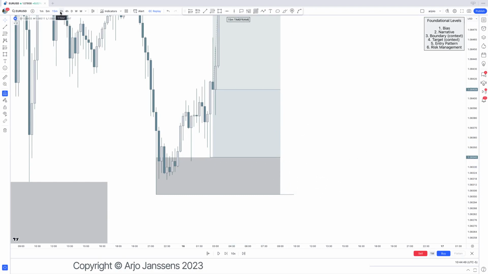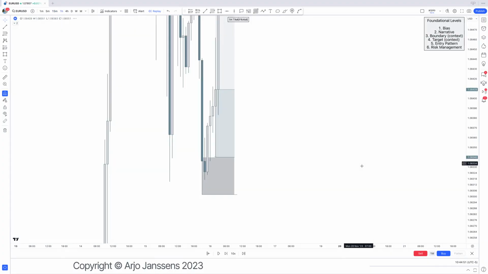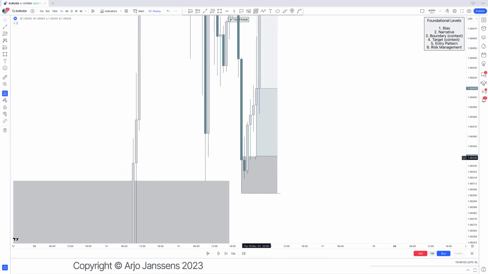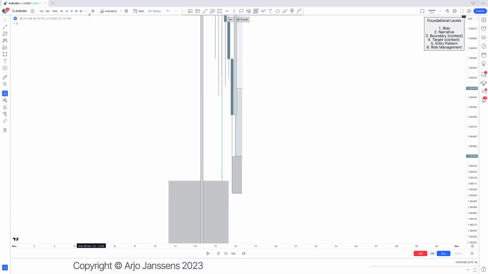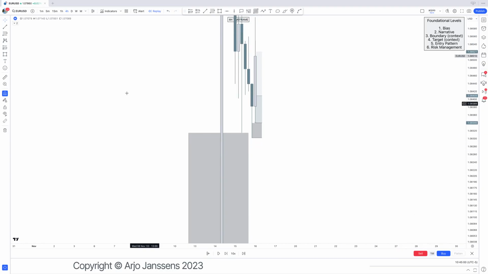So let's take a quick look at the 1 hour and the 4 hour. 1 hour, no fair value gap below that low. Perfect. 4 hour, no fair value gap below that low. And below that, we have the daily fair value gap.